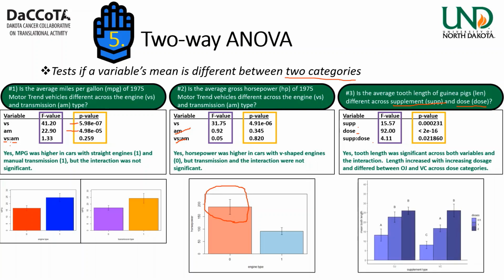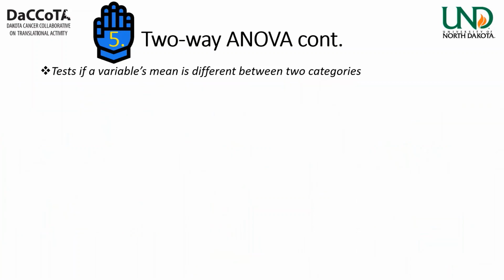And what we see here is length certainly increased with increasing dosage regardless. And it definitely differed between orange juice and the ascorbic acid for things like the lowest dose. It looks like OJ gave more tooth length compared to the ascorbic acid on the lowest dose, but then it sort of disappears at the higher doses. So there we go. Let's keep going here in 2A.